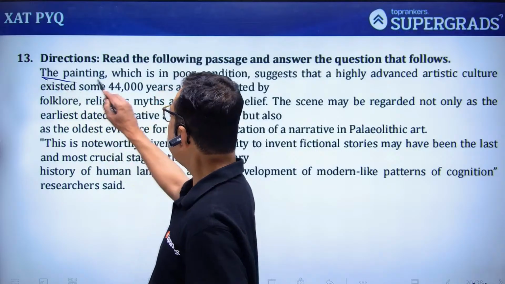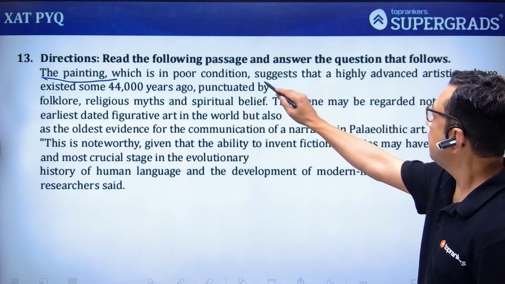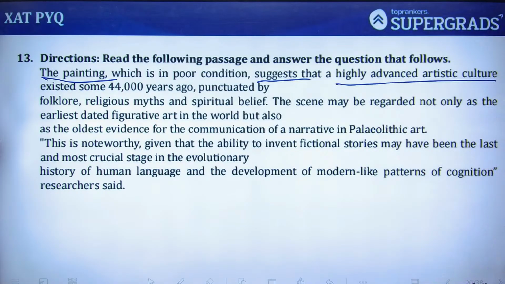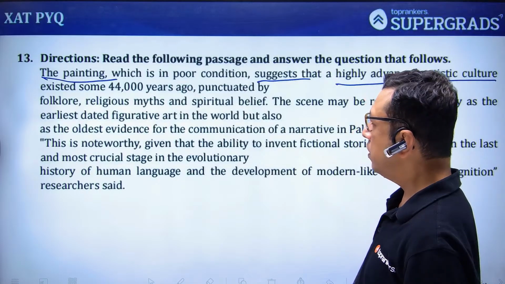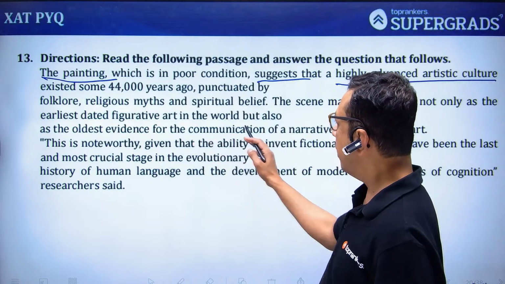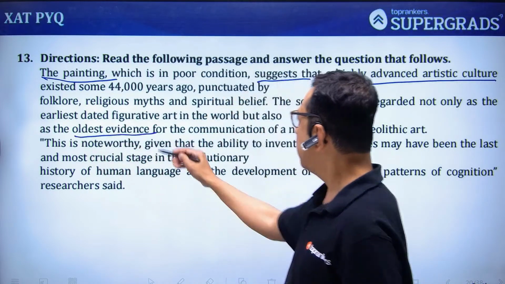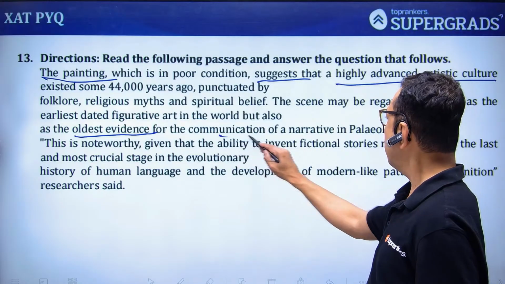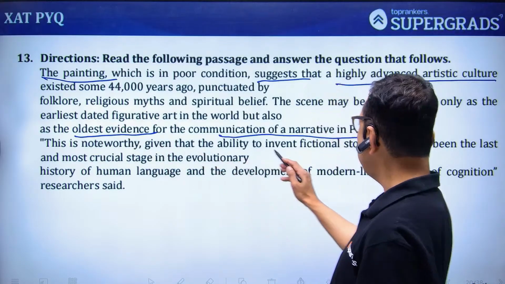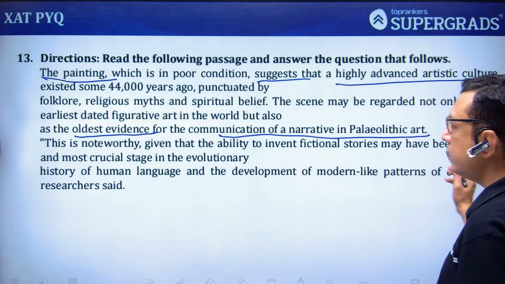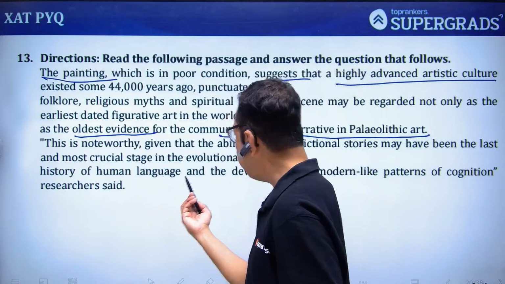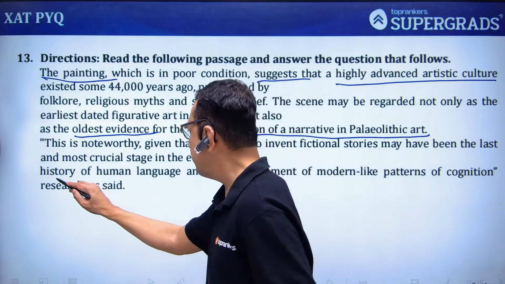The painting is in poor condition, it suggests. So the painting indicates that a highly advanced artistic culture was there 44,000 years ago. The scene may be regarded not only as the earliest dated figurative art in the world, but also as the oldest evidence for the communication of a narrative in Paleolithic art. This is noteworthy given that the ability to invent fictional stories may have been the last and most crucial stage in the evolutionary history of human language.